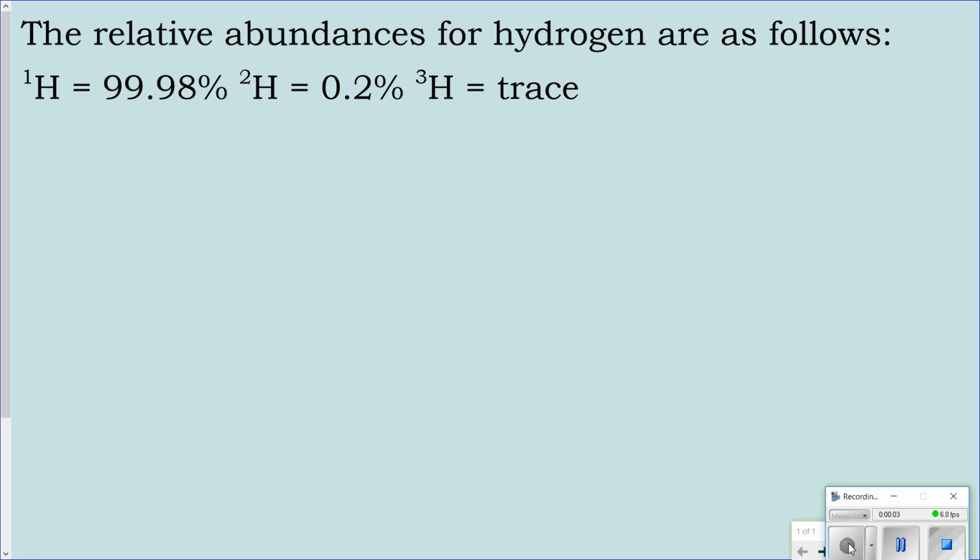Good afternoon. We are going to calculate the relative atomic mass of hydrogen. You saw this on the previous slide. What we have here are three isotopes of hydrogen. Each isotope has a mass number as a superscript. We call that number the mass number. And remember that this is the number of protons plus the number of neutrons.